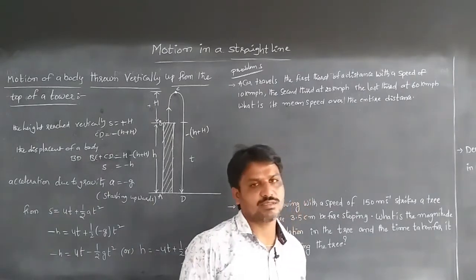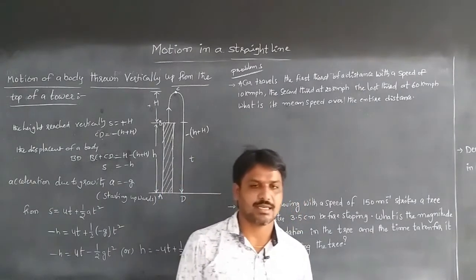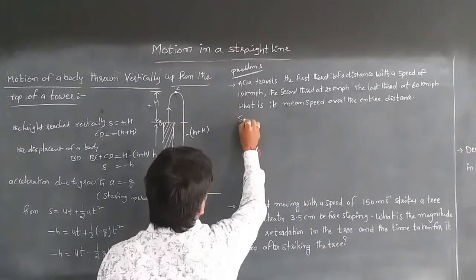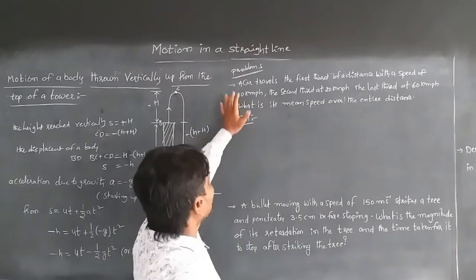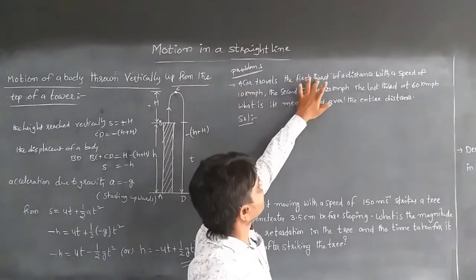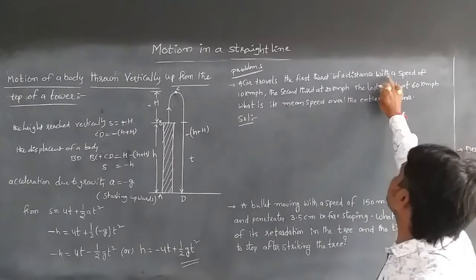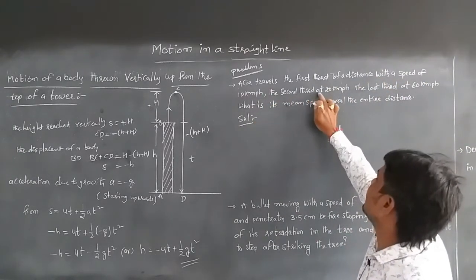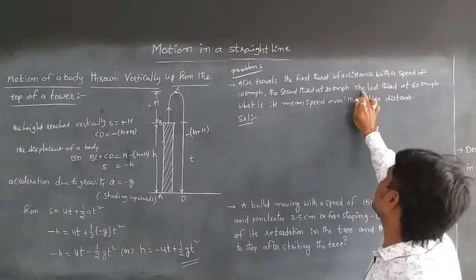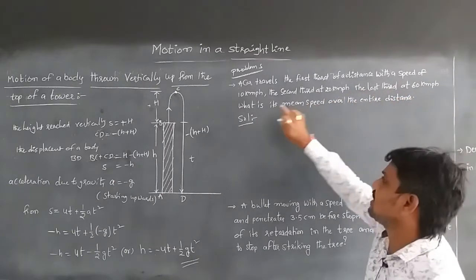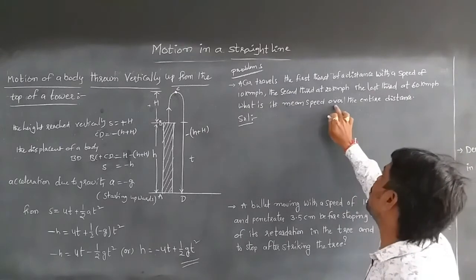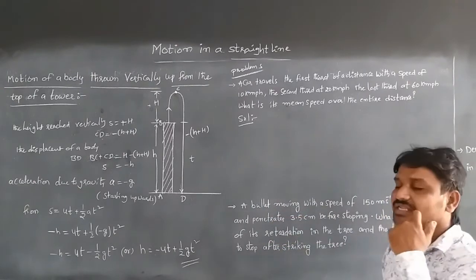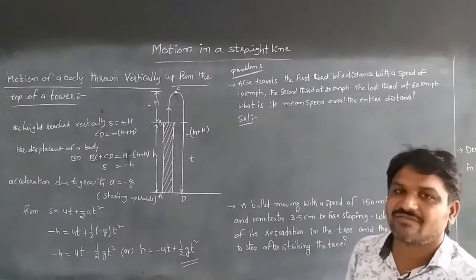Let's discuss some problems in motion in a straight line. From the start, here we are discussing a car that travels the first third of a distance with a speed of 10 km per hour, the second third at 20 km per hour, and the last third at 60 km per hour. What is its mean speed over the entire distance? This is nothing but the equation for the average speed.